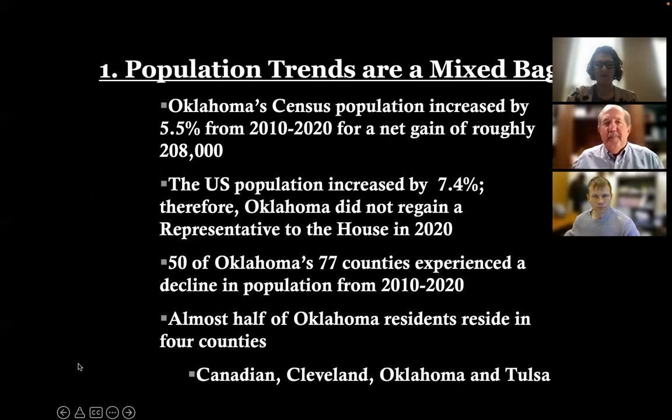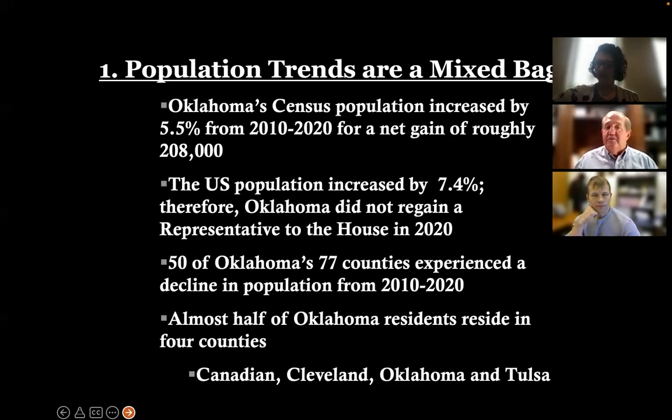Thanks, Laura. As she said, the first section talks about population trends in Oklahoma, and certainly we do see a mixed bag. Oklahoma's census population increased by 5.5% from 2010 to the census year 2020, roughly a net gain of 208,000 individuals. At the same time, the U.S. population increased by 7.4%. Therefore, Oklahoma did not regain a representative to the House in 2020. It's interesting to note that 50 of Oklahoma's 77 counties, almost 2/3, actually experienced a decline in population from 2010 to 2020.